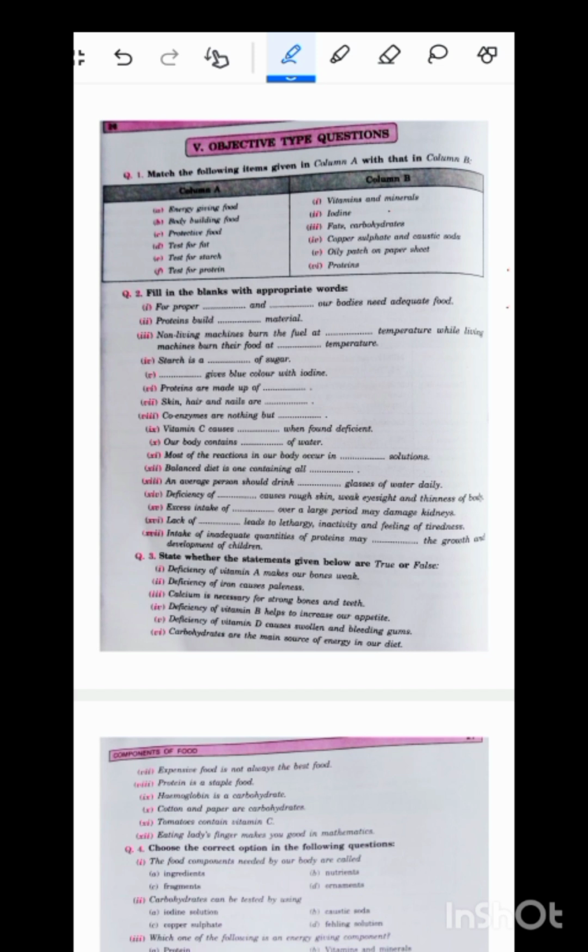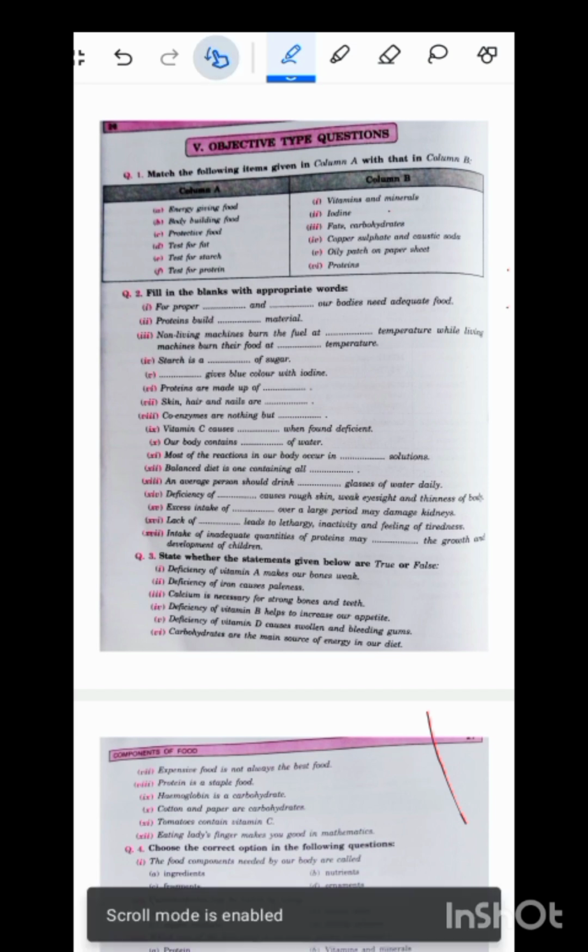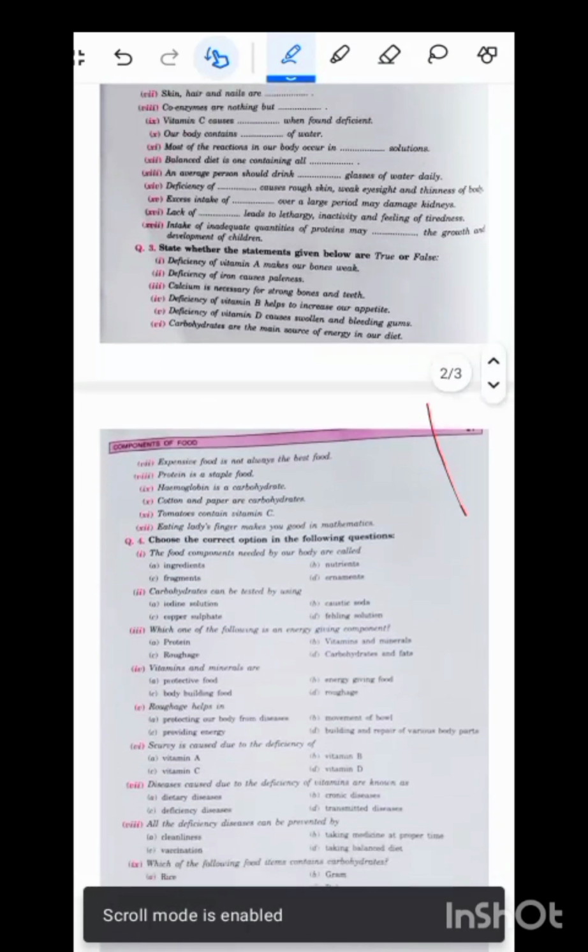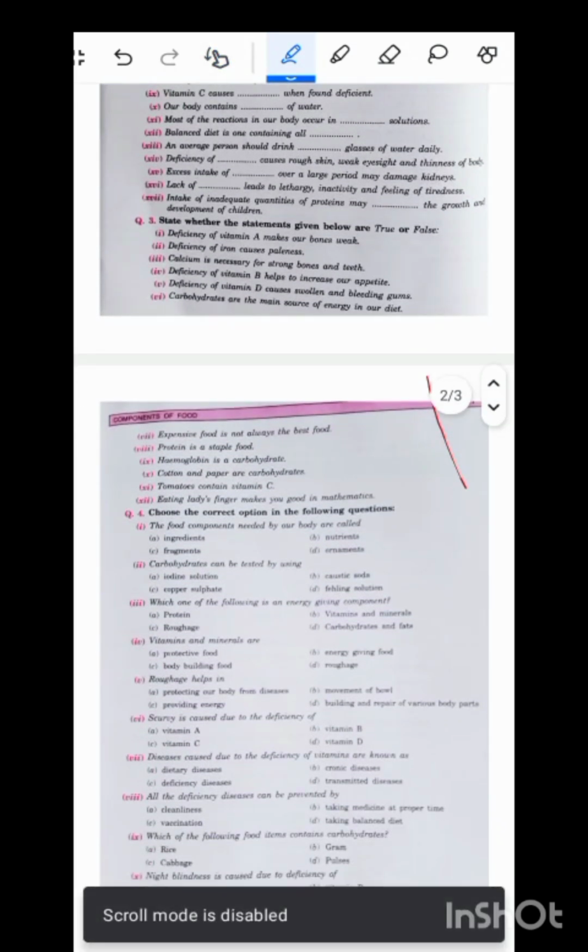Intake of inadequate quantities of protein may dash, slow down, or hinder the growth and development of the child. These are the synonyms. So now it is the time for true false type questions. State whether the statements given below are true or false. Deficiency of vitamin A makes our bones weak.